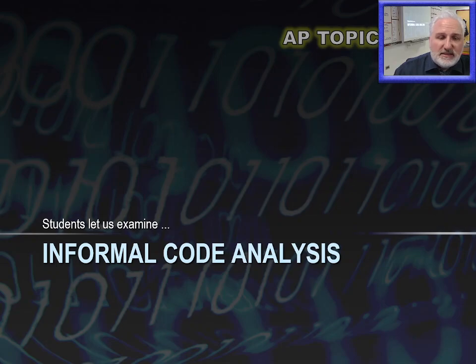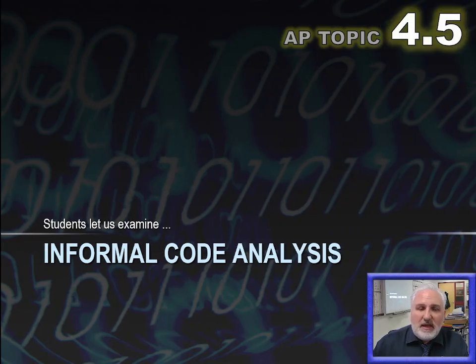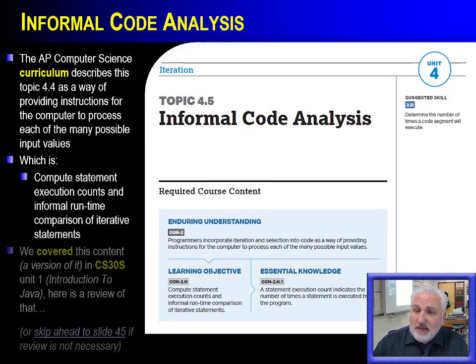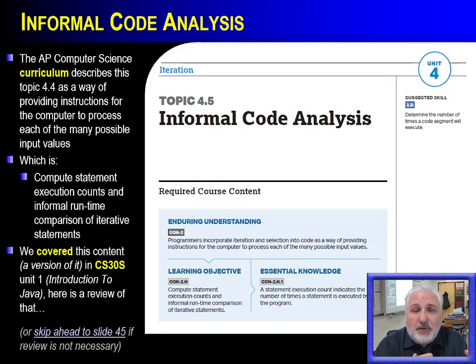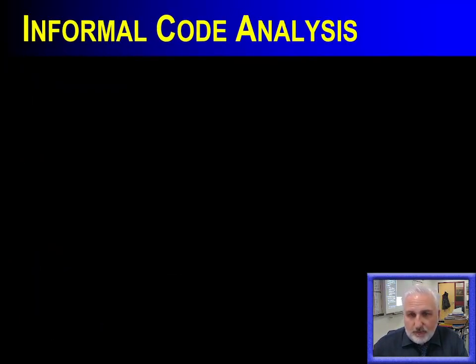Okay, moving on to section 4.5, the informal code analysis. Here's the way the AP describes that: compute statement execution counts and informal runtime comparison of iterative statements. Those are just fancy words for be prepared for exam questions where you would have to trace the loop and figure out what the resulting output or changes the loop would make.